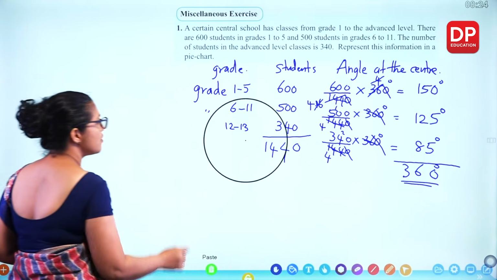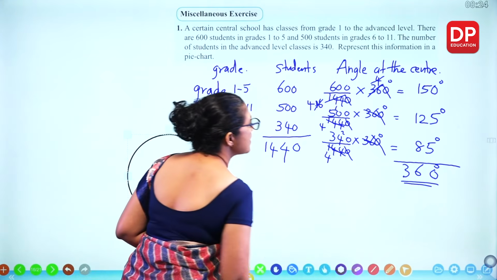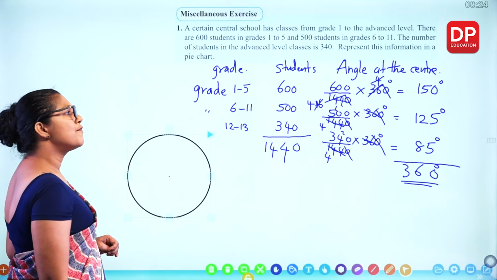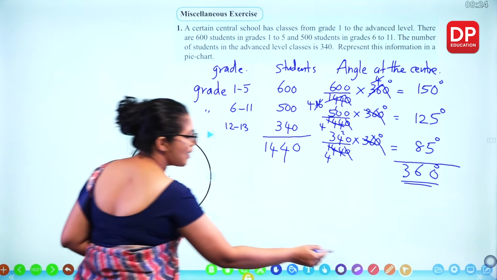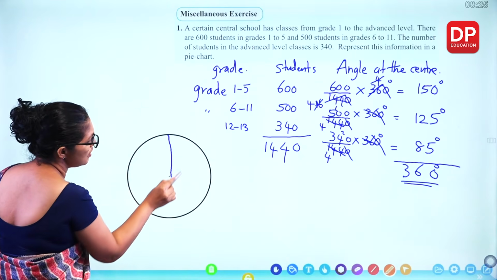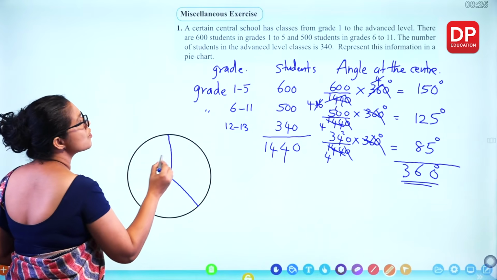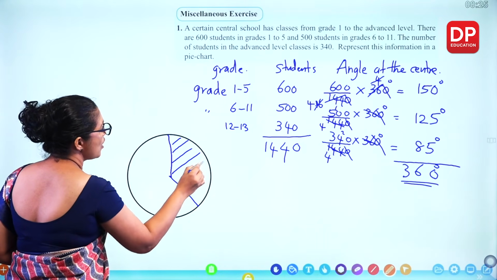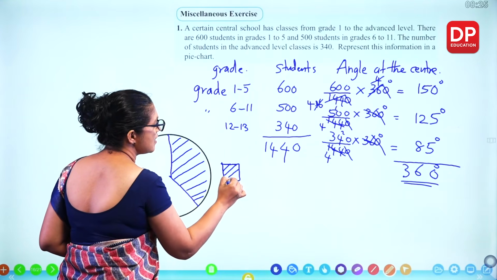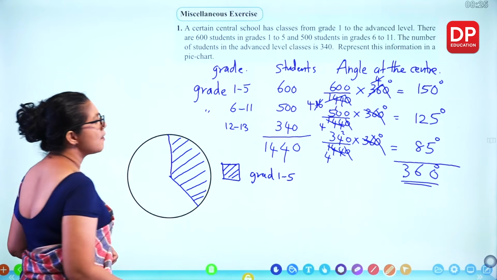Now we can draw a pie chart. Now we can start from grade 1 to 5. That's 150 degrees. So first you can mark one line, measure 150 degrees and you can mark somewhere there. So that's grade 1 to 5. So I can draw the category grade 1 to 5. What's the next one?